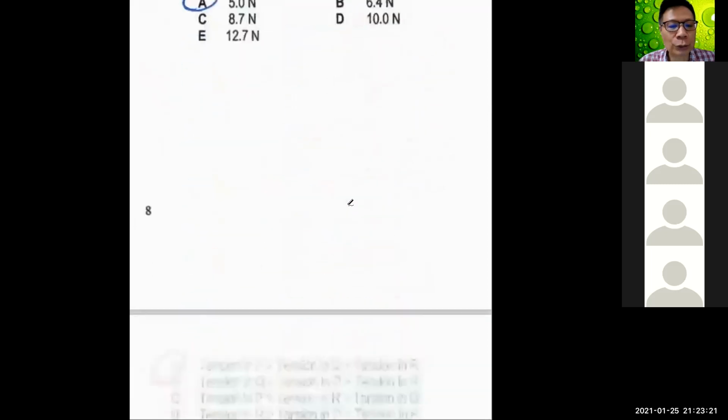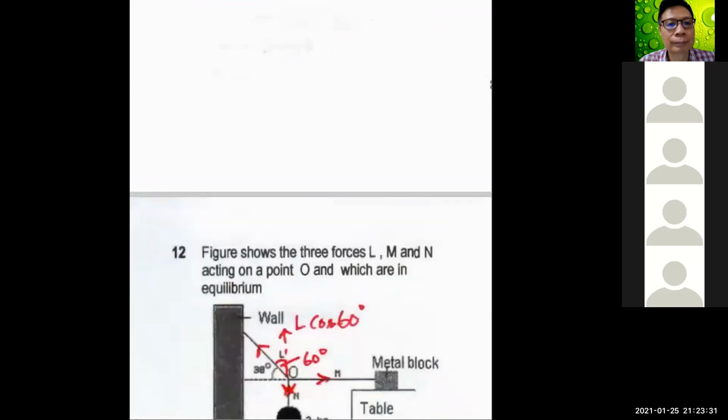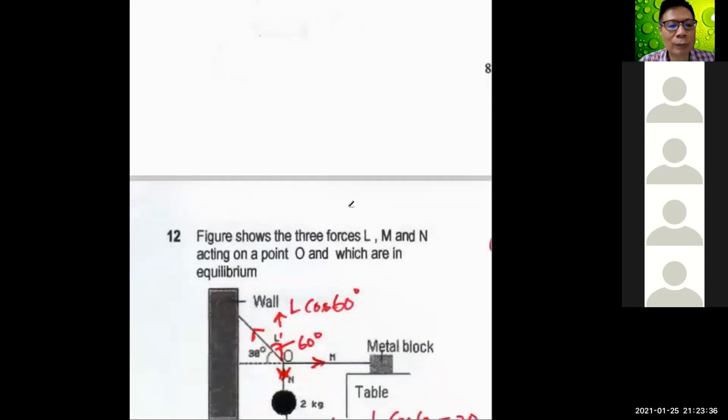Okay, number 12. This one even more difficult. Okay, come. I want you to work. Try work out first. Try now, okay? Try to figure out what I wrote there now, okay? Try, okay?